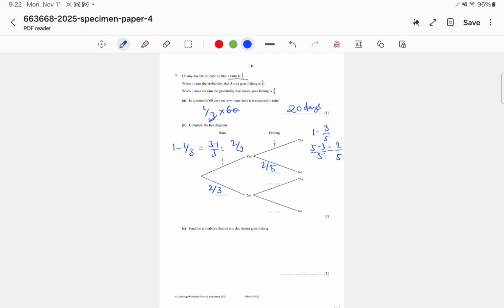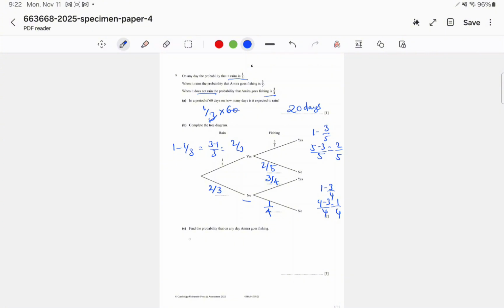Okay, so here if she does not go fishing when it does not rain, there is no condition when it does not rain, so it is 3 by 4. So this is 3 by 4. Again the same thing, 1 minus 3 by 4. So 4 minus 3 by 4, it is 1 by 4. Okay, this is 1 by 4. We completed the tree diagram.